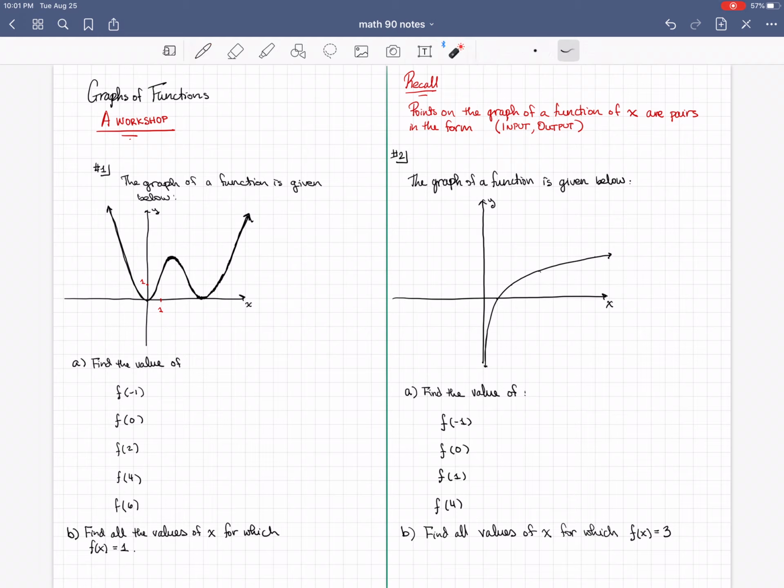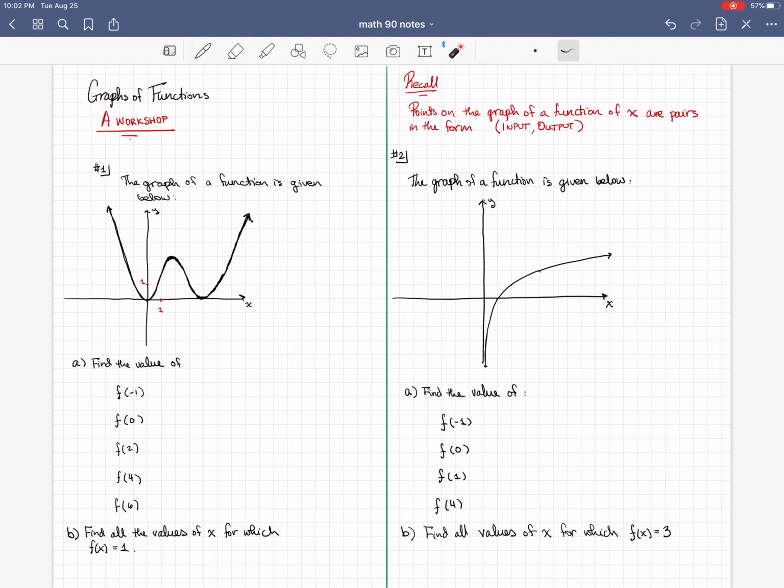You'll notice that up at the top in red, I put this little recall. Recall, points on the graph of a function of x are pairs in the form input, comma, output. So in this box, I said that it's a function of x, which I don't believe I've said before, because I want to emphasize that the way that we are visualizing functions, we've got an x-axis and a y-axis, and we plot inputs along the x-axis. It is not necessary to always plot inputs along the x-axis.